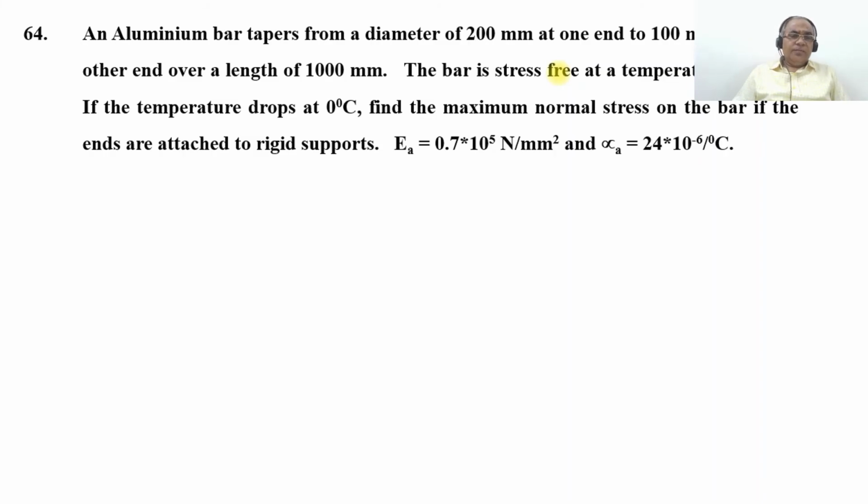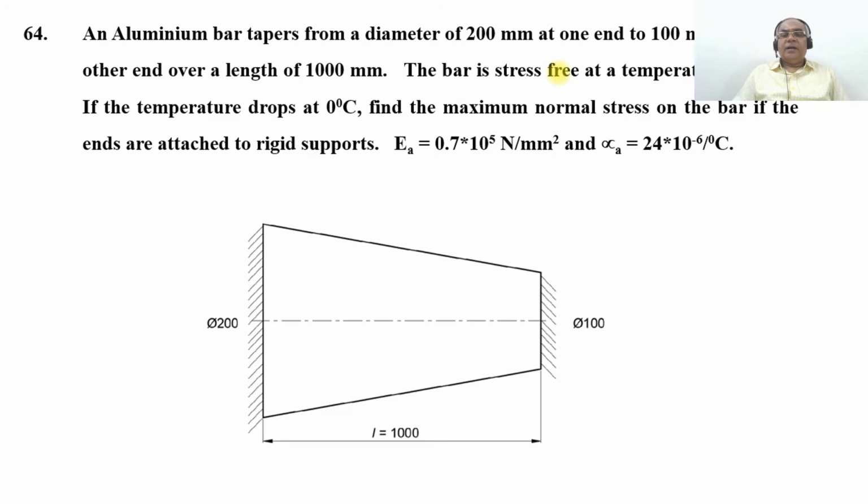Problem number 64. An aluminium bar tapers from a diameter of 200 mm at one end to 100 mm at the other end over a length of 1000 mm. The bar is stress-free at a temperature of 27 degrees centigrade. So that means there is no expansion at the temperature of 27 degrees centigrade. If the temperature drops to 0 degrees centigrade, find the maximum normal stress on the bar if the ends are attached to rigid supports, as shown.